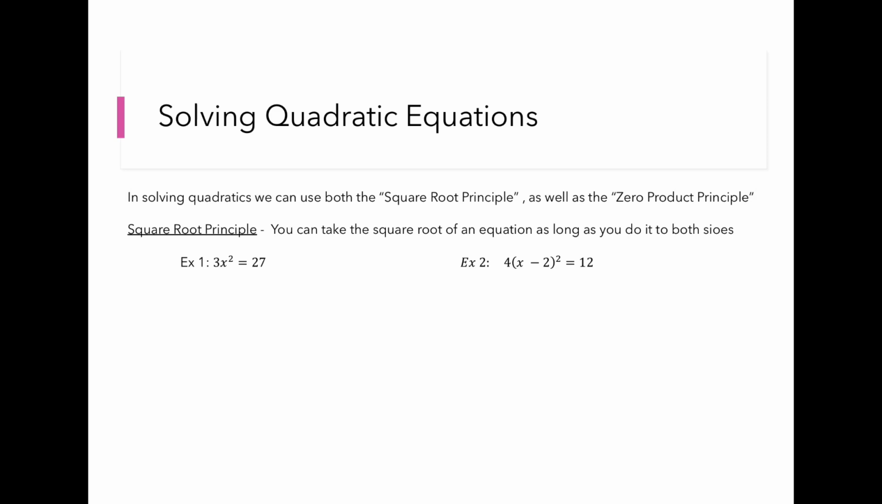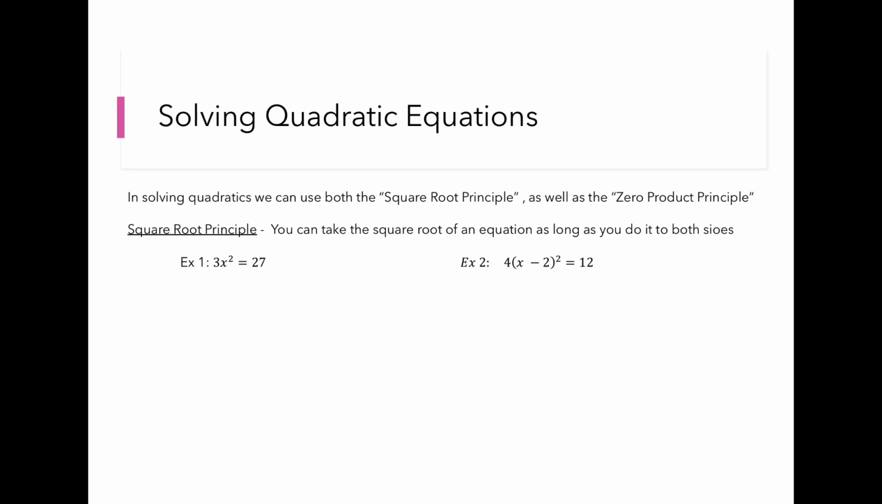There's a couple of principles we're going to look at which become really important and are going to integrate some of the stuff you did in the previous section with factoring. But in solving quadratics, we're going to use two principles. One is the square root principle, and then we're going to look at the zero product principle. So let's go ahead and start with the square root principle.